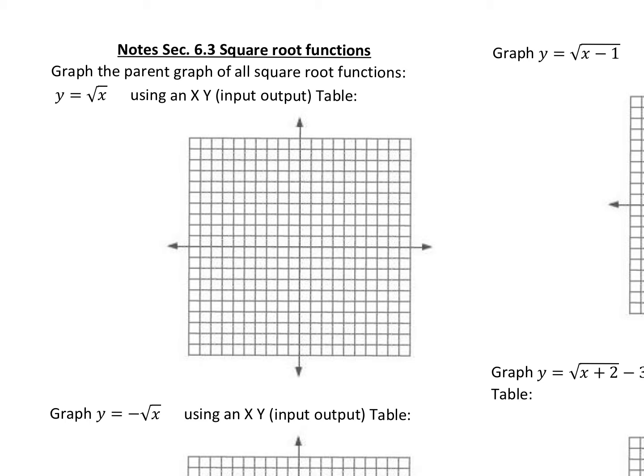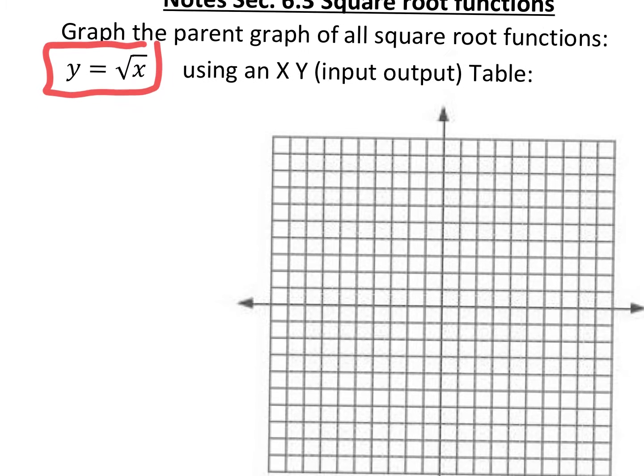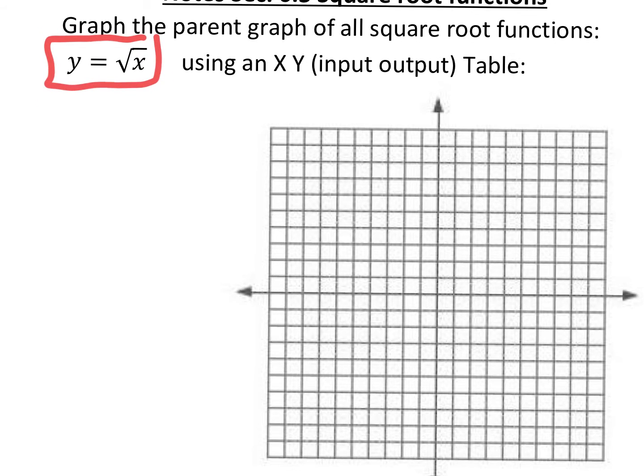functions. Graph the parent graph of all square root functions, which is y equals square root of x. So this guy right here is the parent graph of all square root functions, and let's graph it. To graph this using an input-output table, you simply plug in values that are nice, right? Any graph is a collection of inputs and outputs. You could plug in any numbers you want.